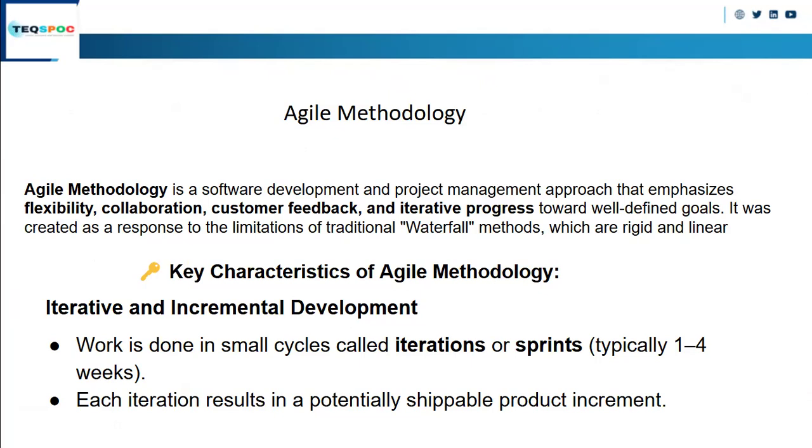Now, what are the key characteristics of agile methodology? Agile methodology follows iterative and incremental development. Iterative means repetitive work, work done in small cycles. A small cycle is called an iteration or sprint, which is the duration of work. Typically 1 to 4 weeks is the duration of an iteration or sprint. Each iteration results in a potentially shippable product increment.